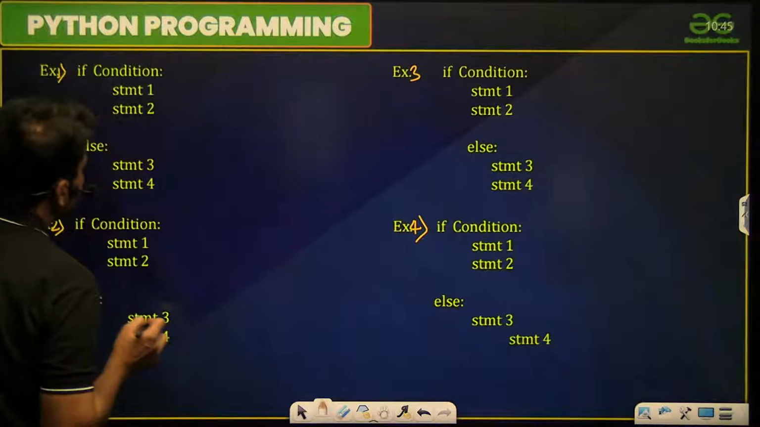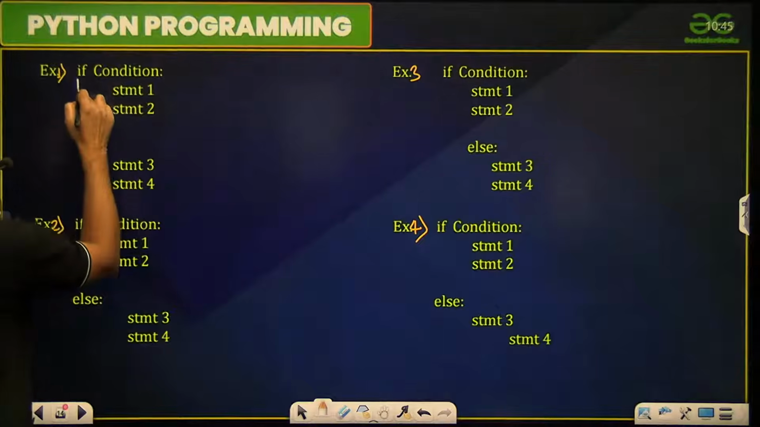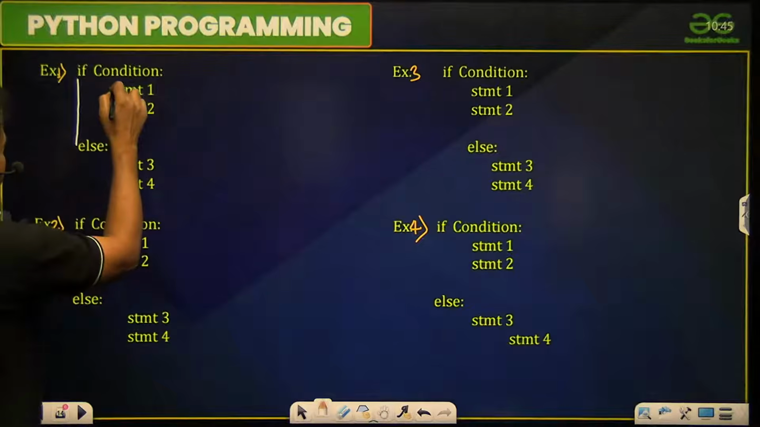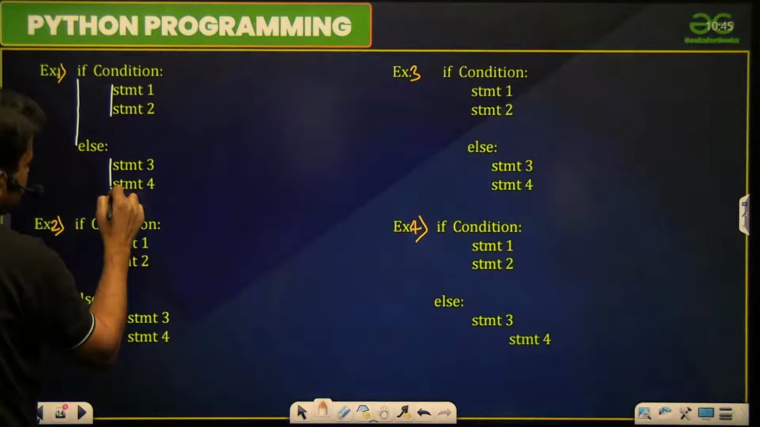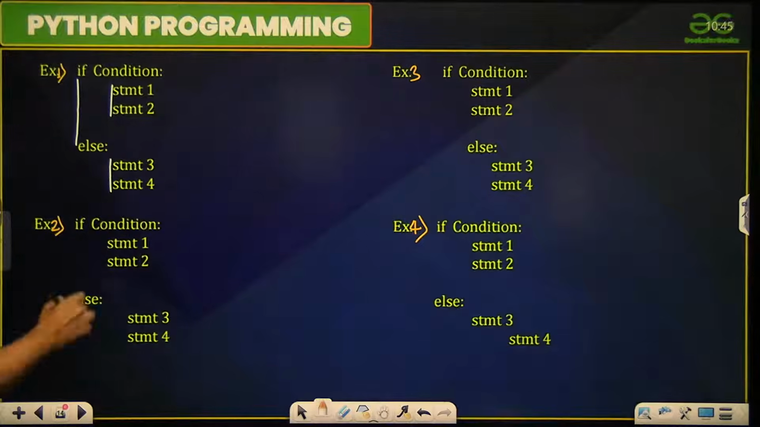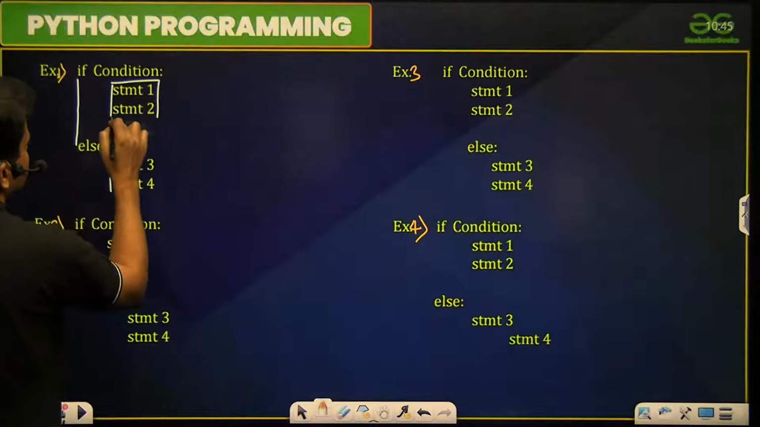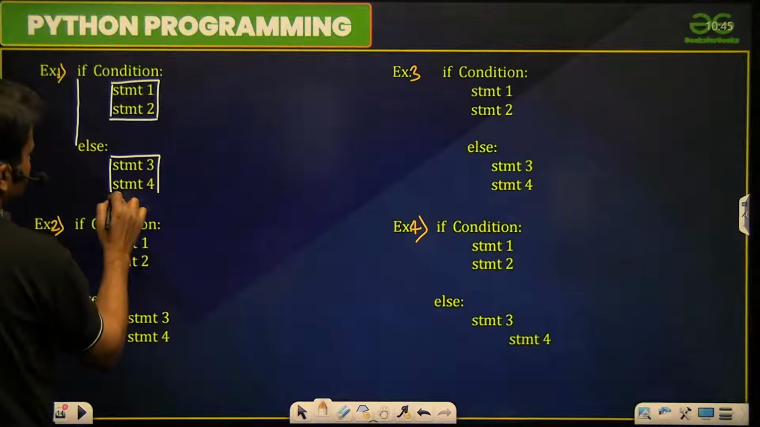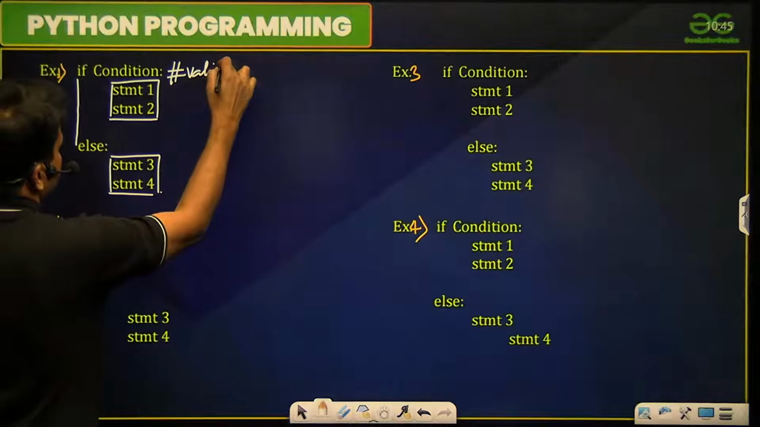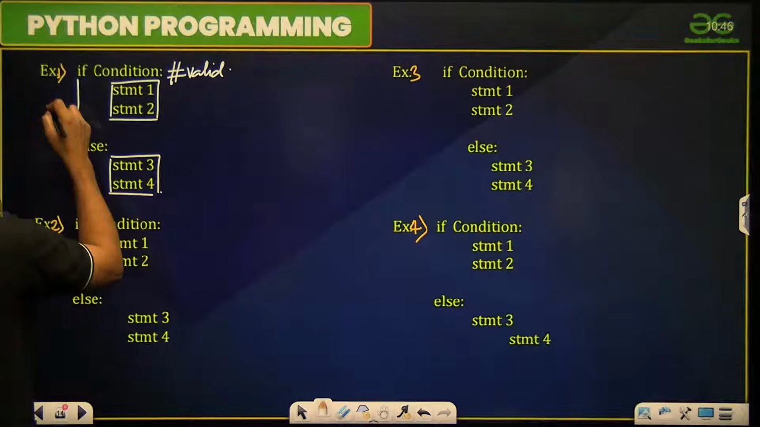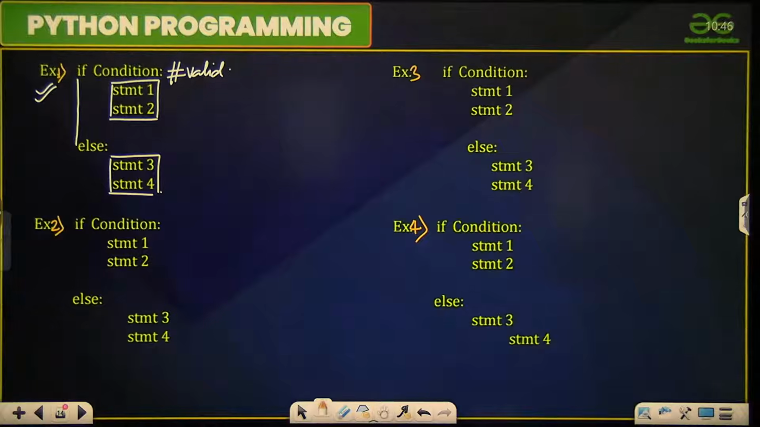This is valid, student. This is valid because the indentation of if and else is the same, and here the indentation is the same. Okay, so this one is valid. Perfect, sir. This is valid. Okay. What about the second example, student? Is it valid?